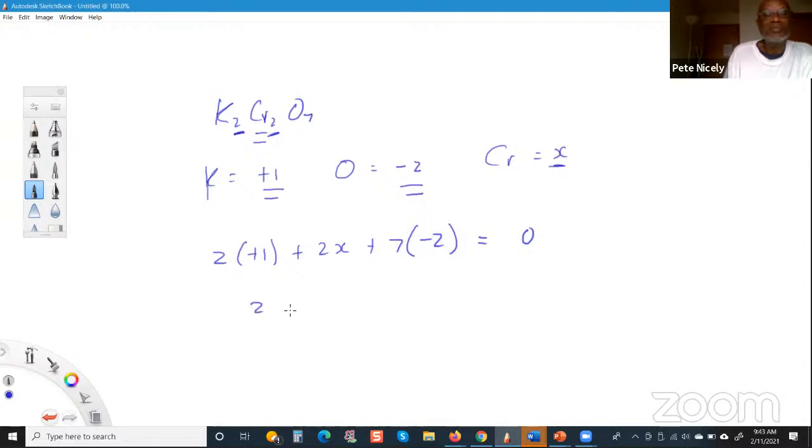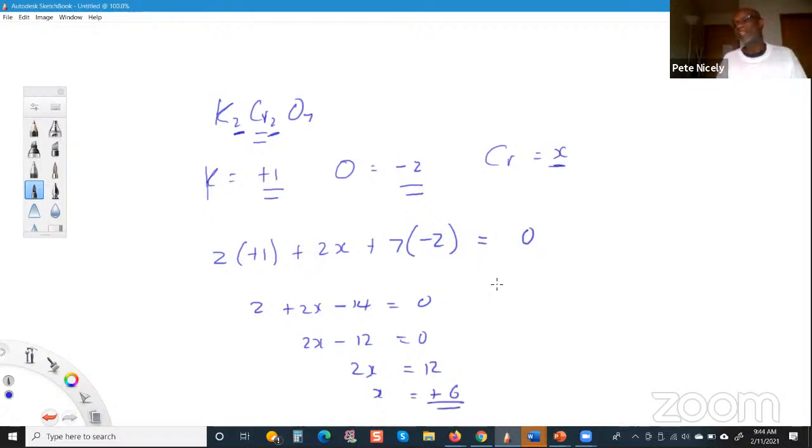So this will become 2 plus 2x minus 14 is equal to 0, which simplifies to 2x minus 12 equals 0, which means that 2x equals 12, which means that x equals +6. So the oxidation number of chromium in this particular compound is +6, all right? Any questions about this example? Any questions?